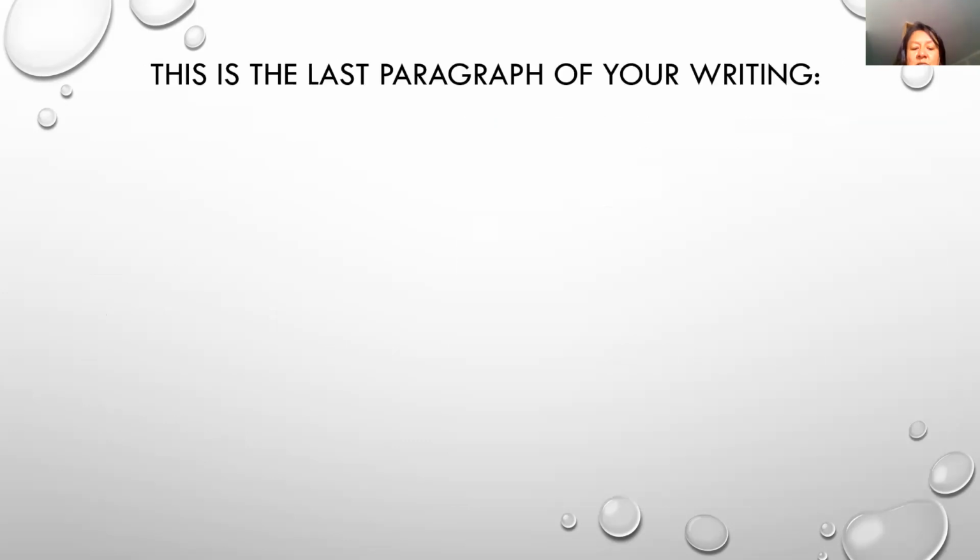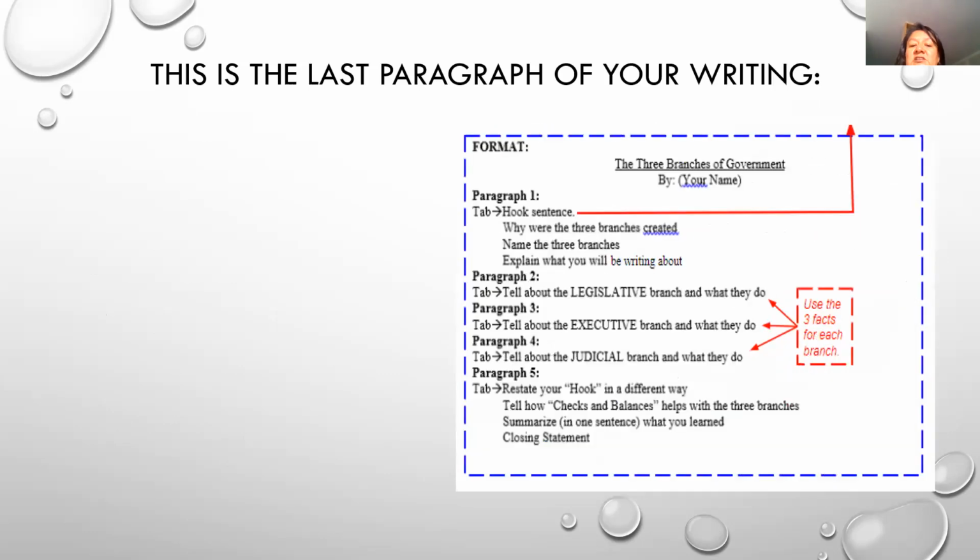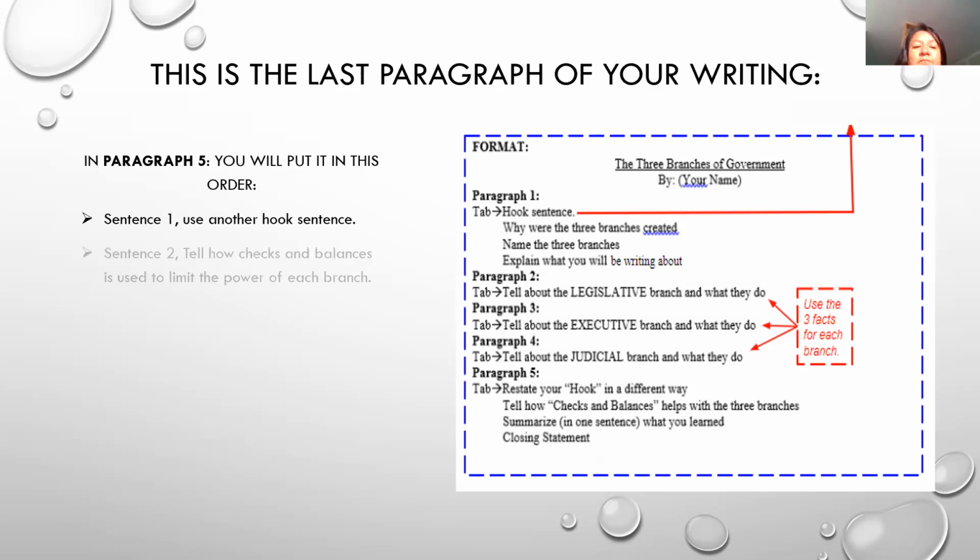And then we come to your last paragraph. We're still using the same format. In paragraph 5, you will put it in this order. Sentence 1, use another hook sentence. Go back to the hooks. You already used the question one, so don't use the question one again. You're going to use a different one. You could use the one that has to do with amazing facts. Amazing facts could help here. You can write that sentence here.